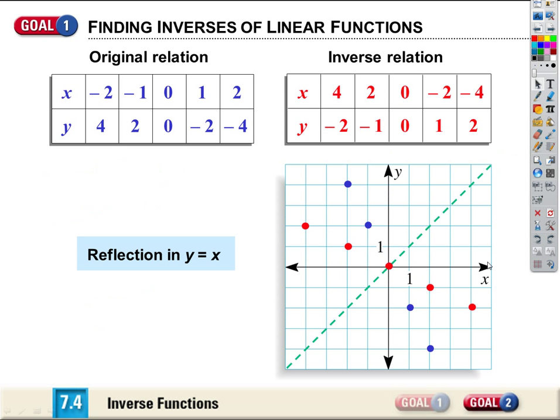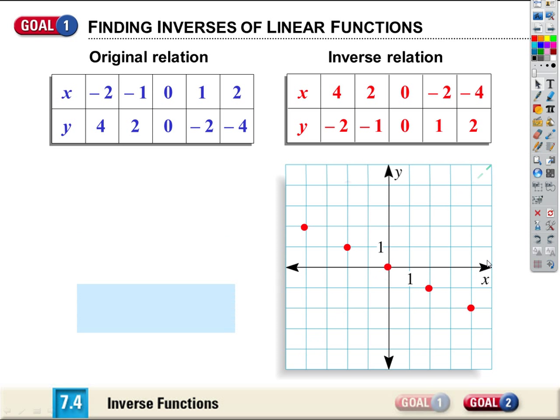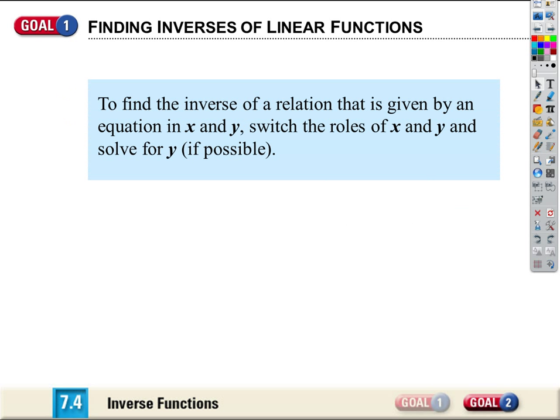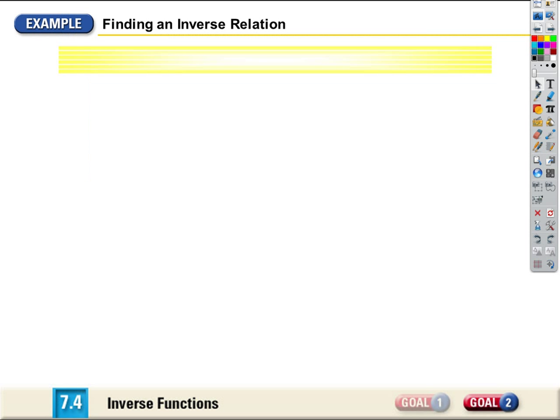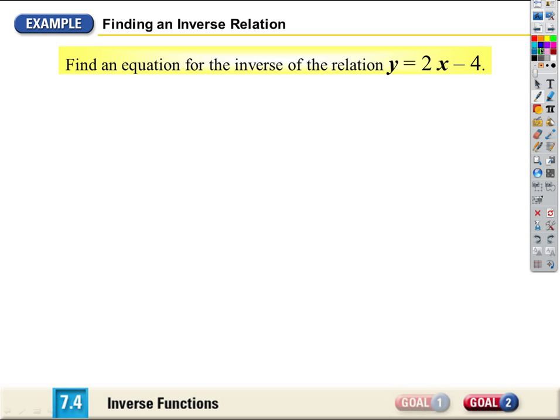Okay. So we swap the x and the y values, and that gives us this symmetry about the line y equals x. So how do we go about finding the inverse of a relation? If we start off with something like y equals 2x minus 4 as my original relation, and I want to find the inverse, do you remember what the steps are?